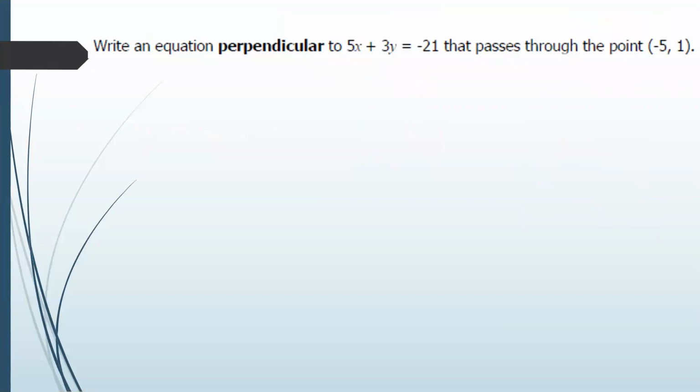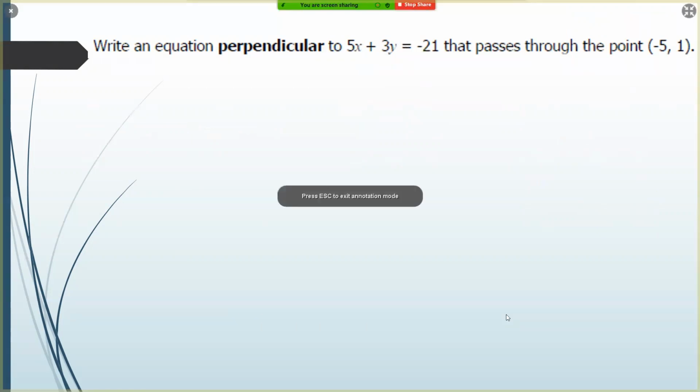All right, one last problem. Here our instructions have changed by 1 word. All that's changed is the word perpendicular instead of the word parallel. So very similar to the last question, except when we find our slope, we're going to have to take the opposite reciprocal. We're going to flip it and change the sign.